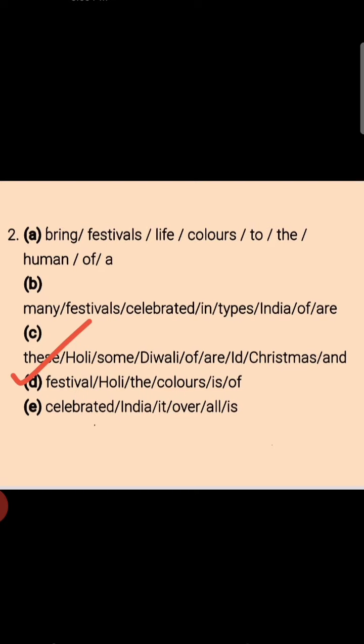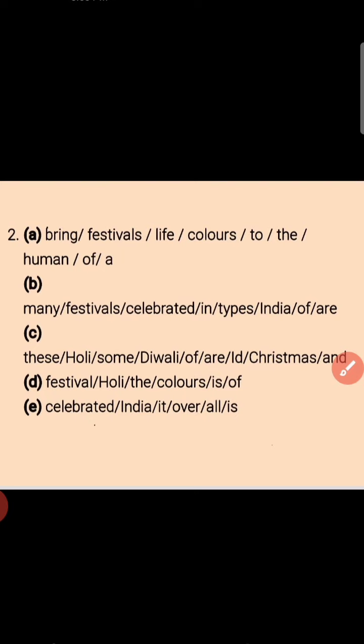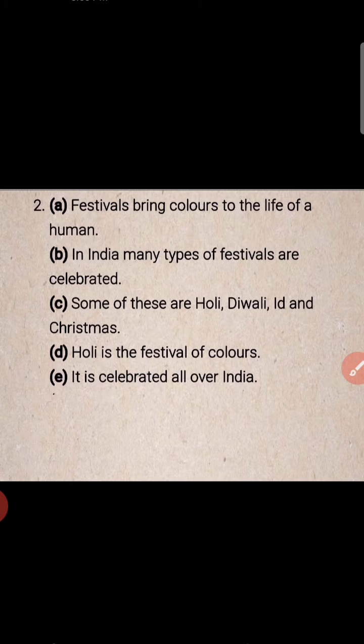Festival Holi, the color is of. I think you have understood: Holi is the festival of colors. It is already written. Next. Celebrated India, it over all is. So, it is celebrated all over India. Okay, the meaning makes sense.